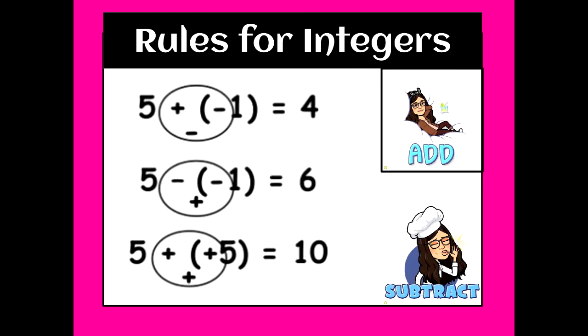Let's check this example. What is 5 plus negative 1? 5 plus negative 1 is equivalent to 5 minus 1. Why? Because as we can see, we have two signs side by side. Then we need to multiply them for getting one sign only. A positive sign multiplied by a negative sign will be a negative sign. That is why 5 plus negative 1 becomes 5 minus 1. The answer is 4.